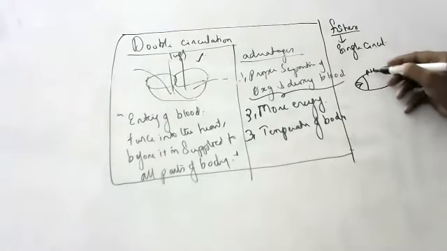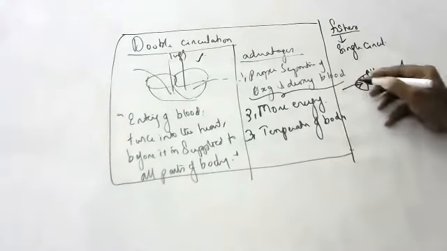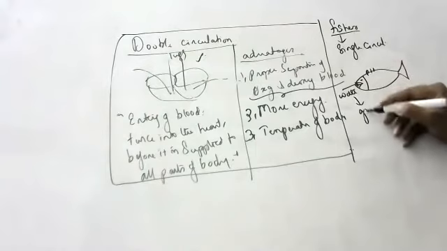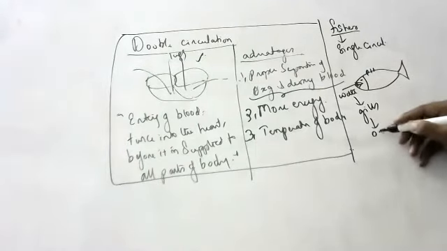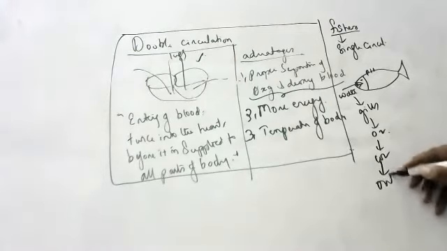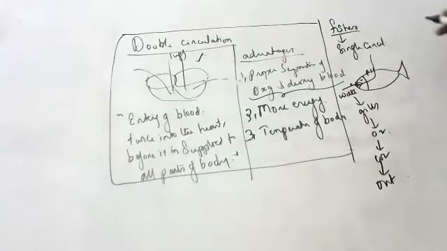Here the veins will be present. Fishes take the water in like this. Water goes into the gills. In the gills, they take oxygen, CO2 is released, and it comes out. That's all. This is called single circulation.